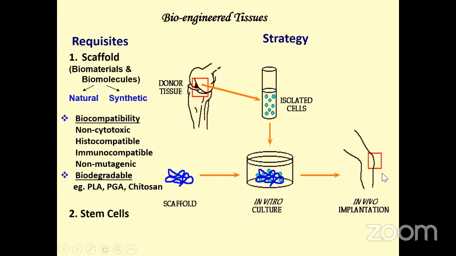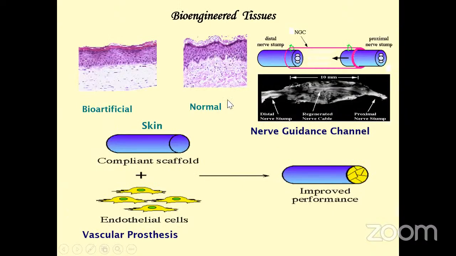Using the same strategy, as we were asking earlier, whether for wound healing skin cells can be regenerated. This is showing bioartificial skin, and this is normal skin. Hardly can you see much difference. In the same way, people have now tried developing muscular prostheses, nerve guidance channels, and many more, even the trachea, which has gone to the clinic. I will show you that subsequently.